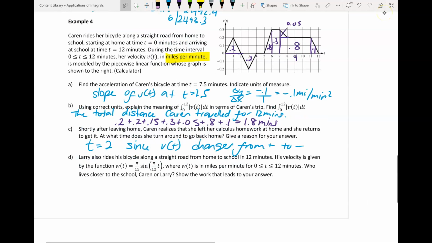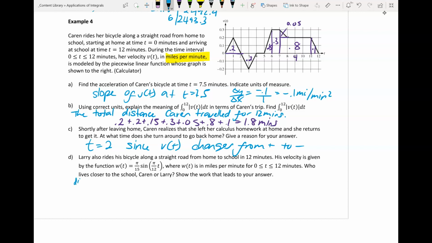Now we're going to compare Larry and Karen to see how far away they live from the school. We're given Larry's velocity as w of t. So we can find out our displacement for Karen because we have all that information from our graph. So we can go ahead and do that. And then we can use our calculator to help us find the displacement for Larry.